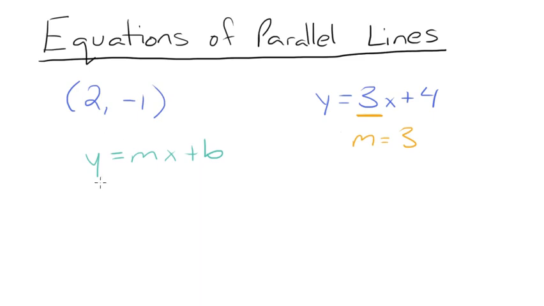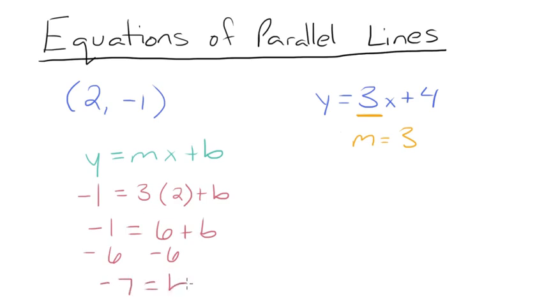So we can plug these three values in and solve for b. If we do that, we have y is equal to -1, m is equal to 3, and x is equal to 2. Now we solve for b by multiplying 3 times 2, which is 6. So we have -1 equals 6 plus b. Then we subtract 6 from both sides to get -7 equals b.